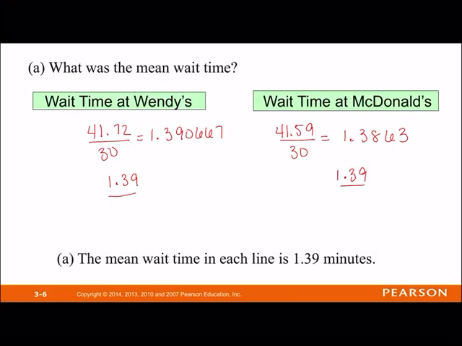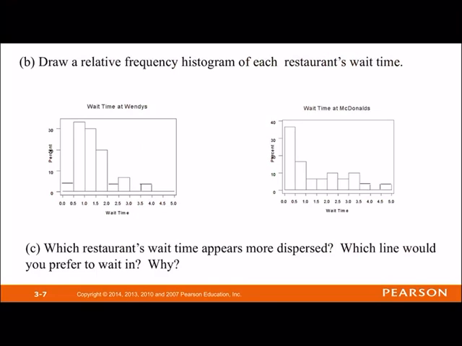Okay, for part B, we're going to draw a relative frequency histogram, and I've drawn them already for you. We've done that already, and that's not the point of this section. We're going to use it to look at the graph though. So here's the picture of what it looks like. Here's your relative frequency histogram for each restaurant's wait time. And it says which restaurant's wait time appears more dispersed. Which line would you prefer to wait in and why?